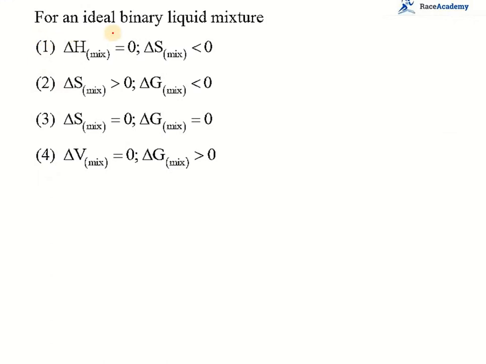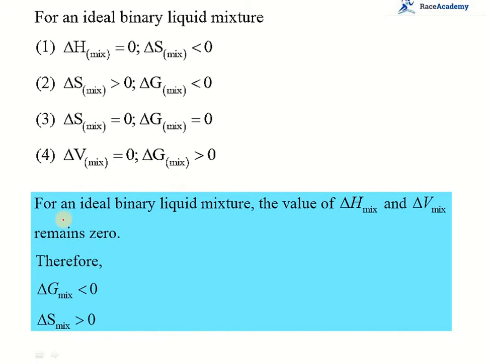Next question. For an ideal binary liquid mixture, delta H mixture equals 0, delta S mixture less than 0. Different kinds of conditions they have given. But for an ideal binary liquid mixture, the value of delta H mixture and the value of delta V mixture remain 0. Therefore, delta G mixture will be less than 0 and delta S mixture will be greater than 0.